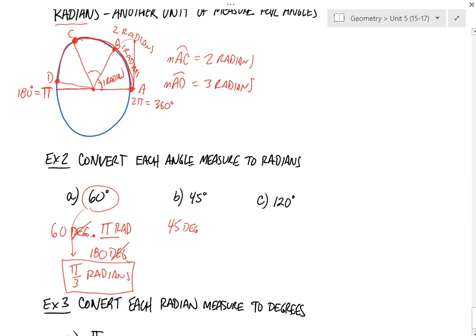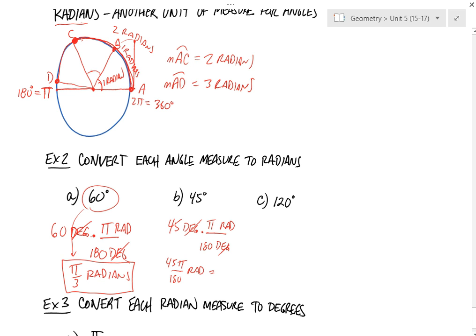45 degrees. I want the degrees to cancel, so I'm going to put degrees in the bottom, radians on the top, and we know that the conversion ratio is pi radians is exactly the same as 180 degrees. And so now I have 45 pi over 180. The degrees cancel, and that is radians.